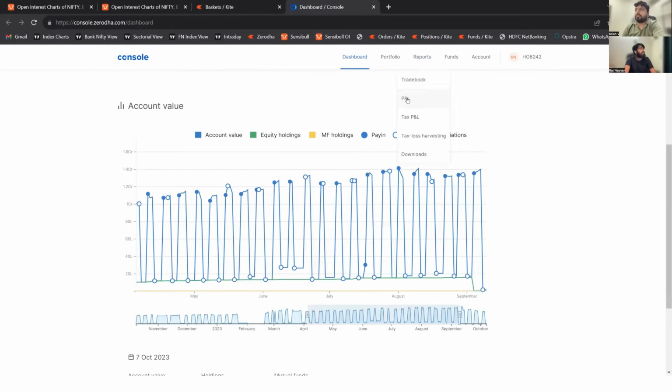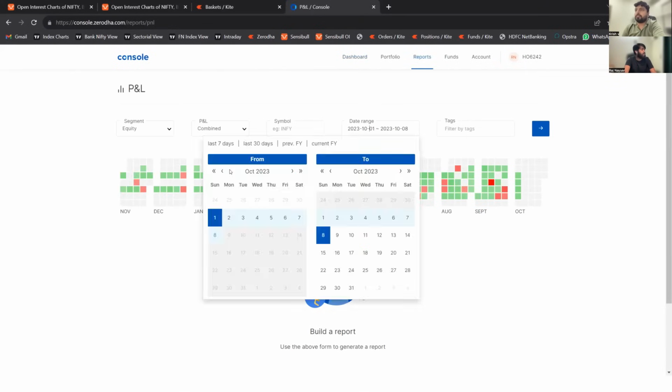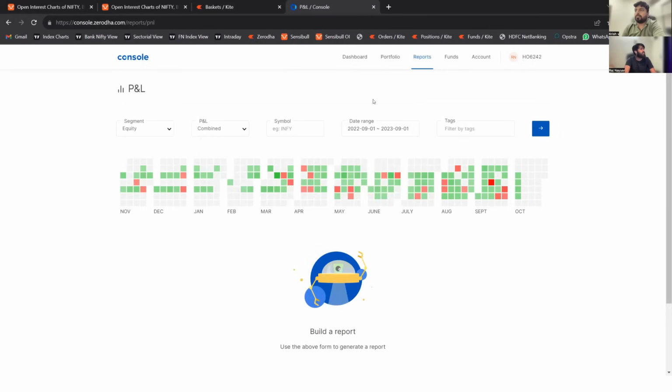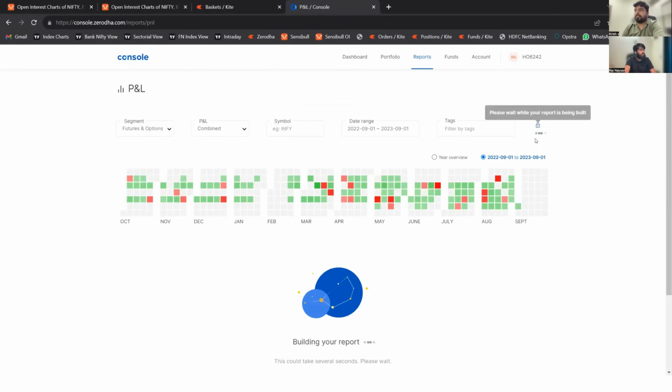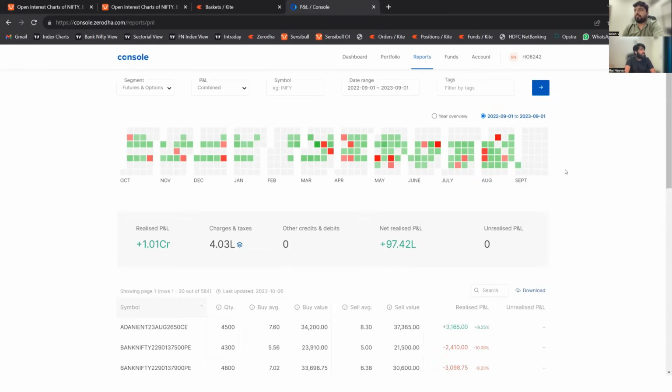I cannot go a little more back. So let's go to the reports of my P&L, and let's take from September to September. Let's take this setup. Let's उससे भी पहले कर लेते हैं. चलो. September to September, 1 year exactly. This is what I've been using. 1st September 2022 to 1st September 2023. Let's see what exactly was there. Sorry, my bad. It wasn't futures and options. So here are the days exactly.